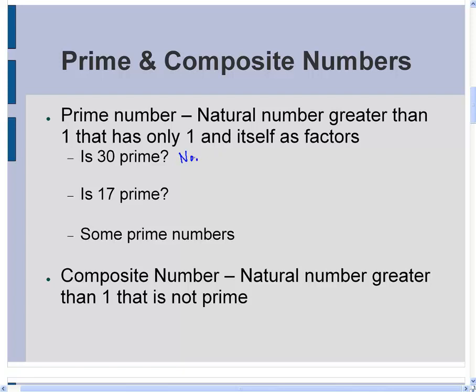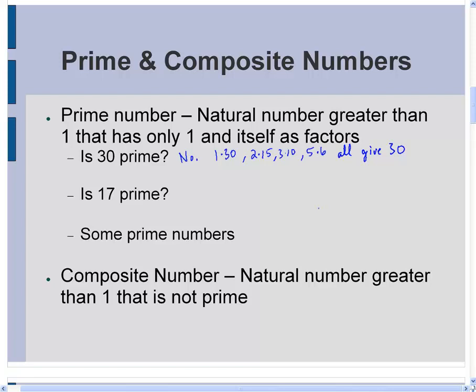because we can write 30 not only as 1 times 30, but we can also write it as 2 times 15, 3 times 10, and 5 times 6. So it is not prime. If it were prime, the only way that we could write it would be 1 times 30.